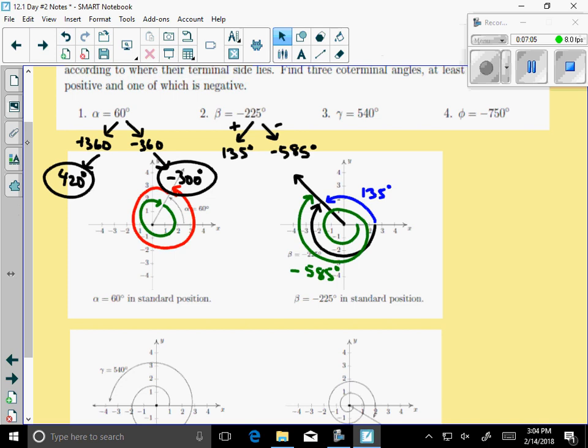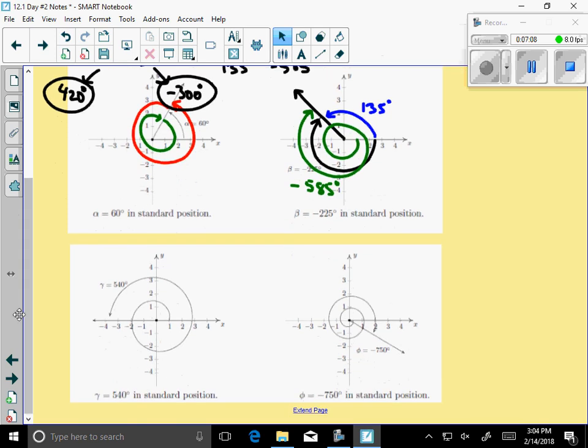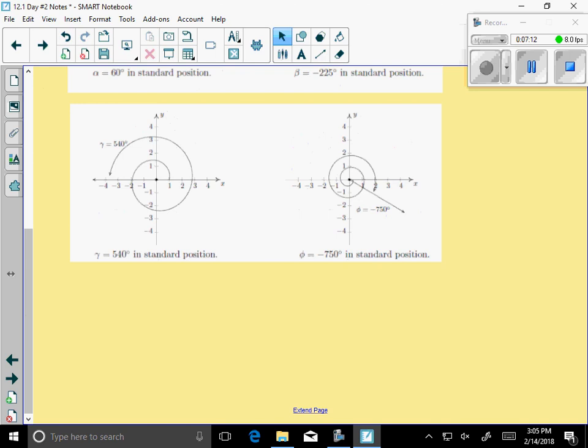Okay, let's continue. If you want to pause the video and go to the next one and give it a try on your own, feel free to. Otherwise, I'm going to just continue. I'm going to take 540, and this is where it's going to get kind of interesting. Gamma equals 540, and I am not going to add 360.